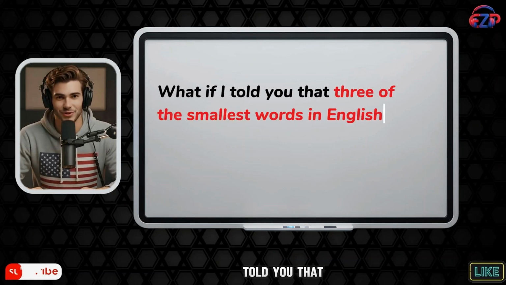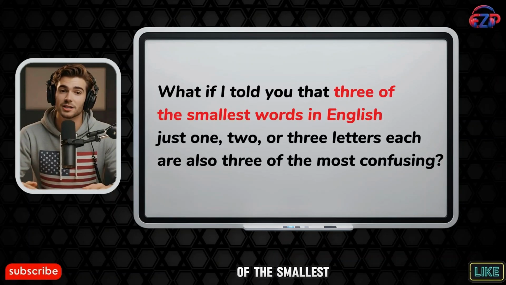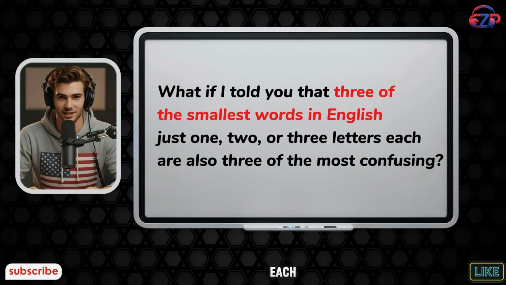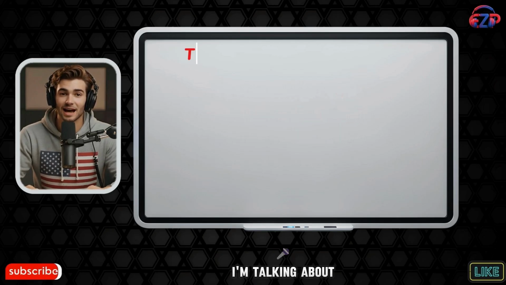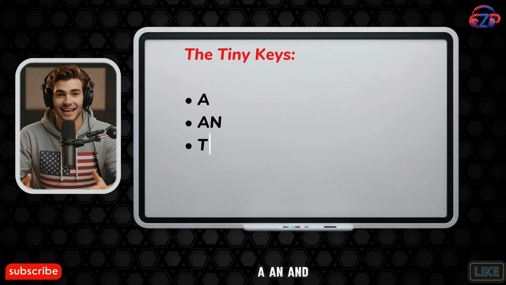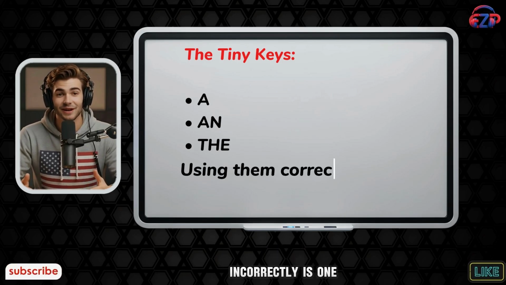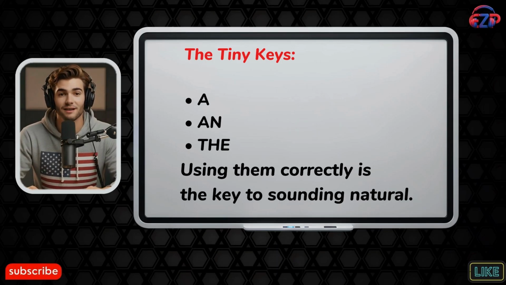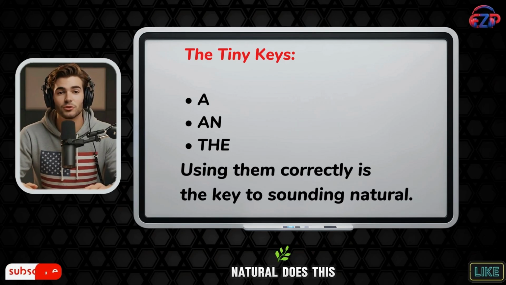What if I told you that 3 of the smallest words in English, just 1, 2, or 3 letters each, are also 3 of the most confusing? I'm talking about a, an, and the. They seem tiny, but using them incorrectly is one of the clearest signs of a non-native speaker. Mastering them is like finding a secret key to sounding natural.